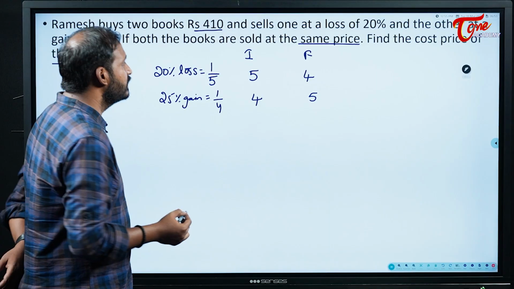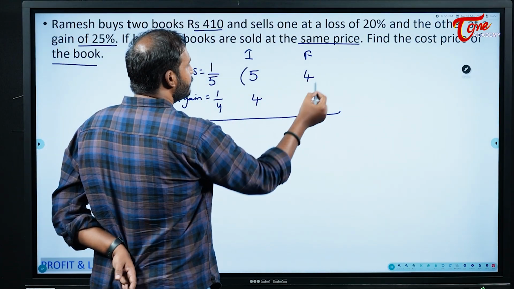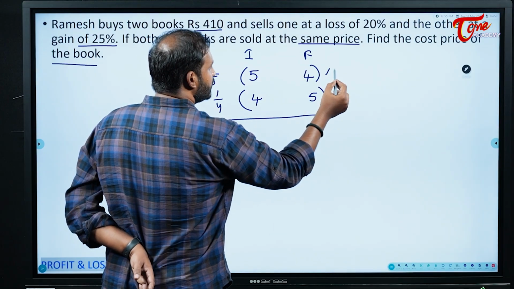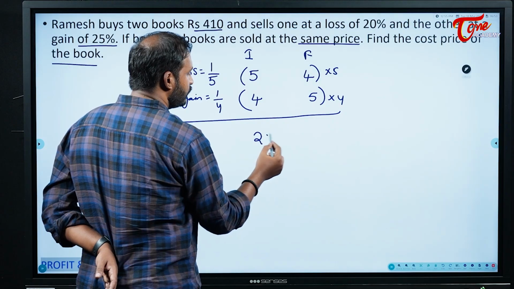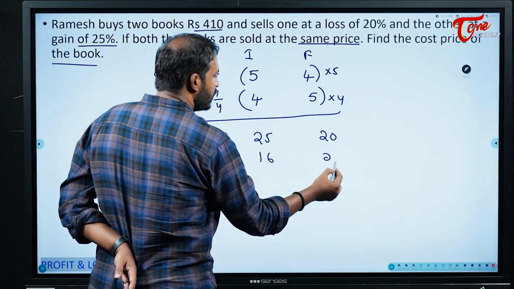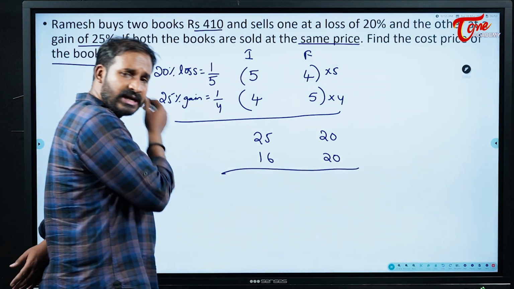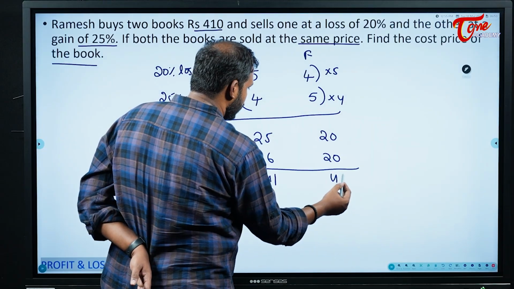But please observe here, both were sold for the same price, right? So these two values should be equal. So I will multiply this with 5, I will multiply this with 4. Next 5 5s are 25, 5 4s are 20. Next 4 4s are 16, 5 4s are 20. More or less the last problem only, but here there are some additional things. So what is the total? Here I have 41 and here I have 40.